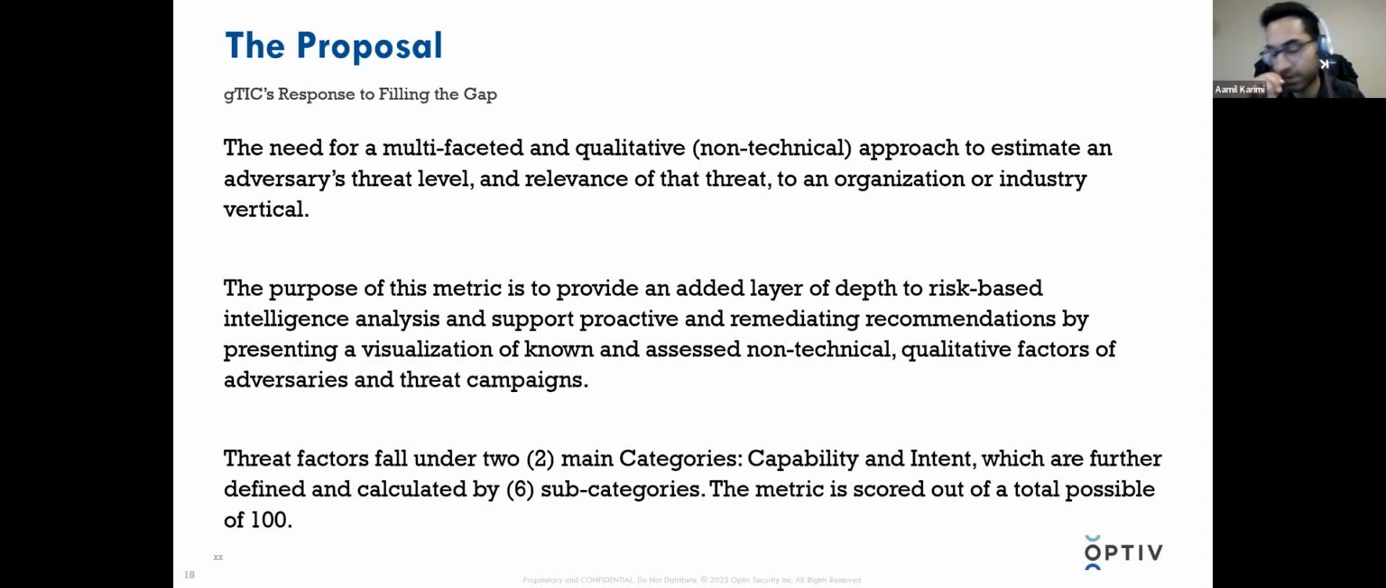And so what we did was we came up with the threat actor metric, and we broke it down into two major categories: capability and intent. And then within those categories, we broke it down further into 6 more subcategories. And the overall total score was out of 100.